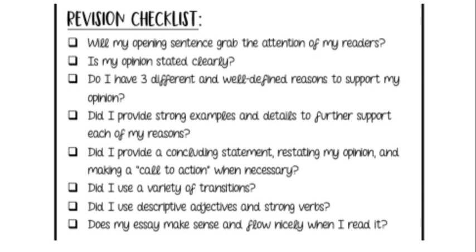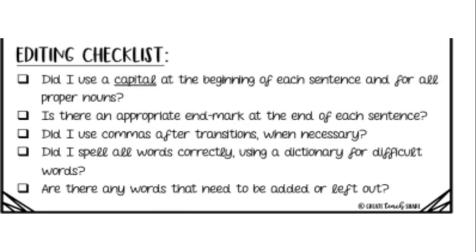And did you use capitals at the beginning of your sentences and for all proper nouns? Did you use an appropriate end mark for each sentence? Did you use commas after transitions when necessary? And did you spell words correctly? Use the dictionary for difficult words. If there's a red squiggly line under a word, it is probably spelt wrong. So you need to go back and make sure that it is spelt correctly. And are there any words that you need to add or leave out? You need to reread your writing.